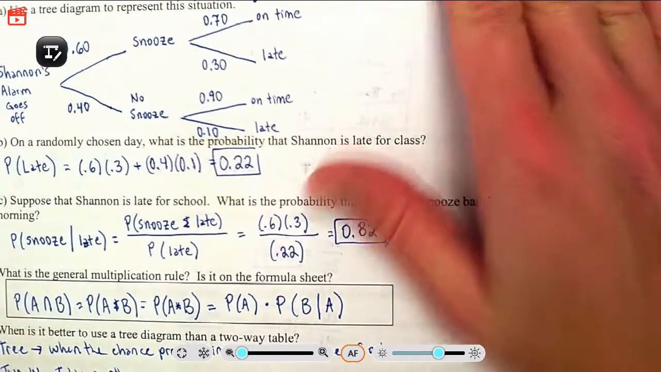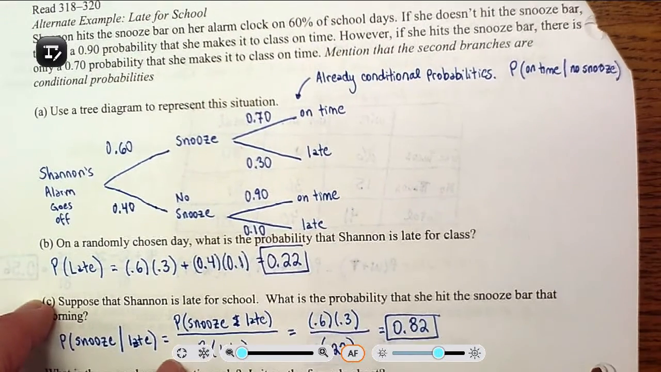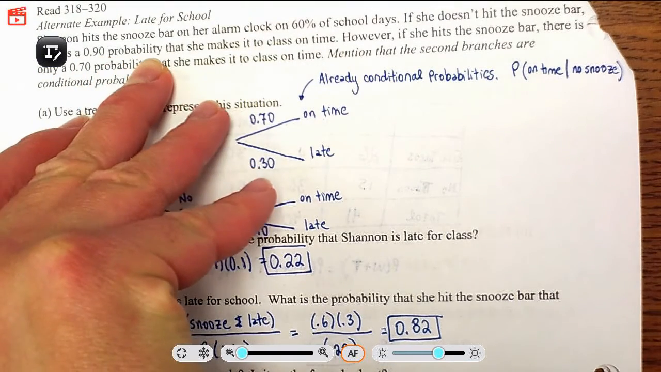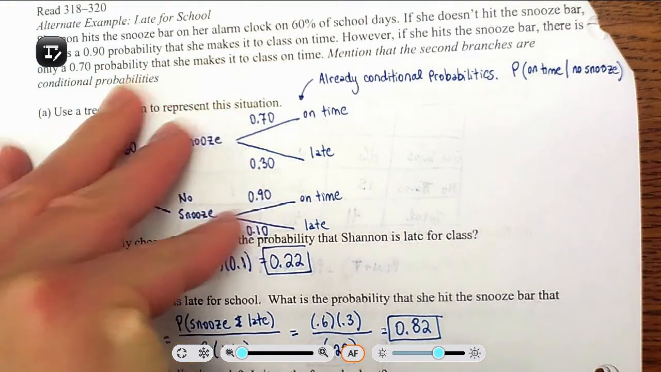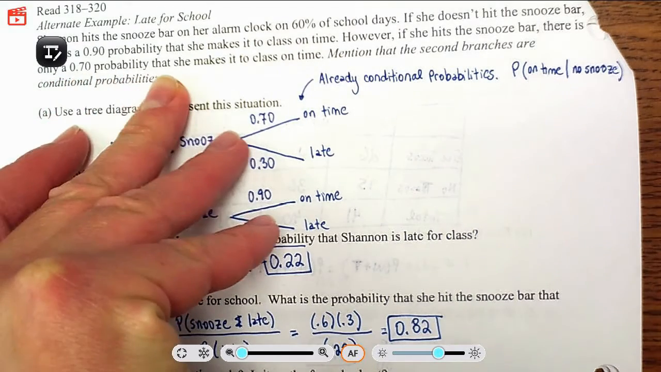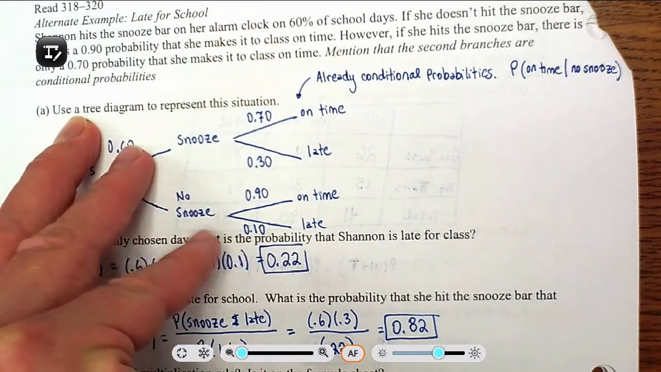Shannon hits the snooze bar on her alarm clock on 60% of school days. If she doesn't hit the snooze bar, there is a 0.90 probability that she makes it to class on time. However, if she hits the snooze bar, there is only a 0.70 probability that she makes it to class on time. Okay, so use a tree diagram.